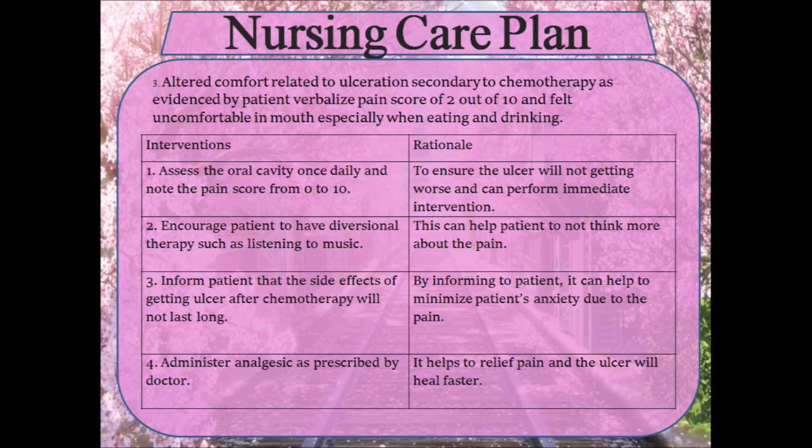Secondly, encourage patient to have diversional therapy such as listening to music to help patient to not think more about the pain. Thirdly, inform patient that the side effect of getting ulcer after chemotherapy will not last long. So by informing the patient, it can help to minimize patient's anxiety due to the pain. Lastly, administer analgesic as prescribed by the doctor, and it can help to relieve pain and the ulcer will heal faster.